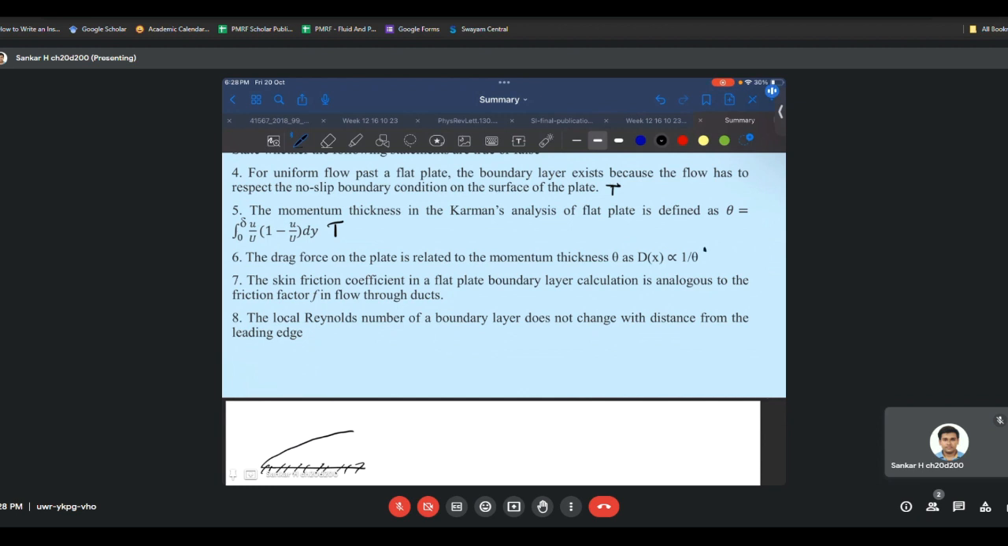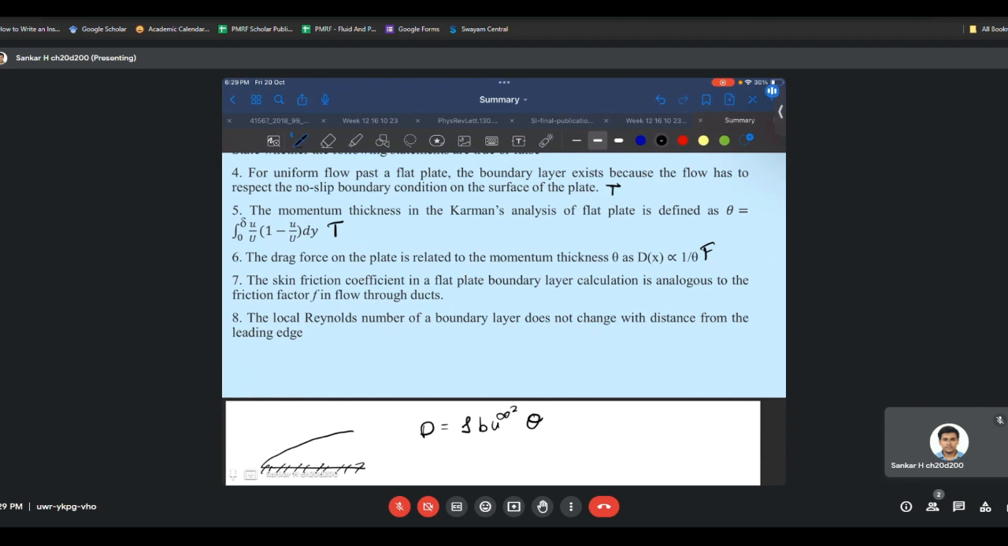It is actually false, because from the lecture it was mentioned that the drag force is given by D equal to rho b U infinity squared times theta, or D by rho b U infinity squared is equal to theta. Therefore, we can see that there is a direct relation between the momentum thickness and the drag force.